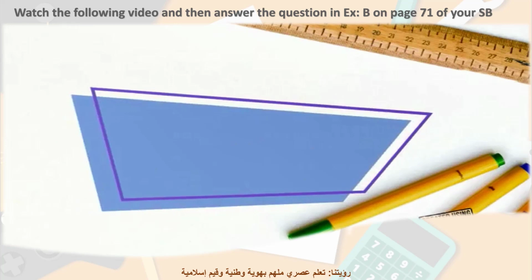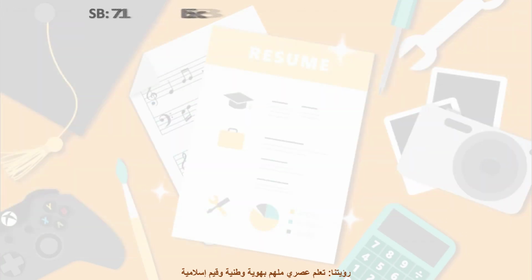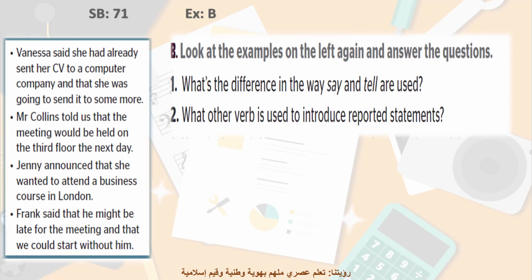Now let's do exercise B together. Look at the examples on the left again and answer the questions. Here are the examples. 1. Vanessa said she had already sent her CV to a computer company and that she was going to send it to some more.